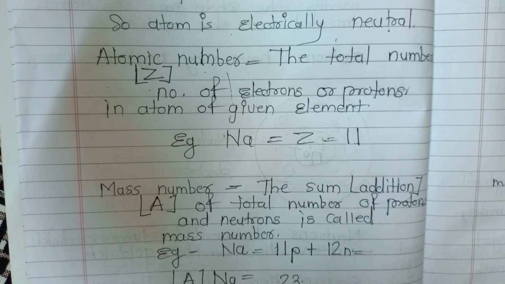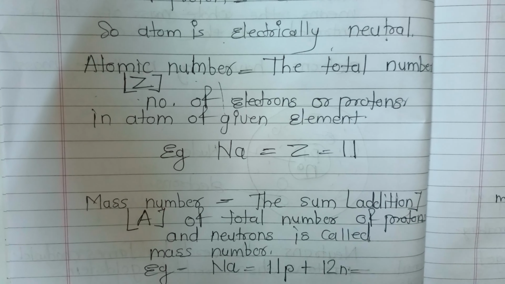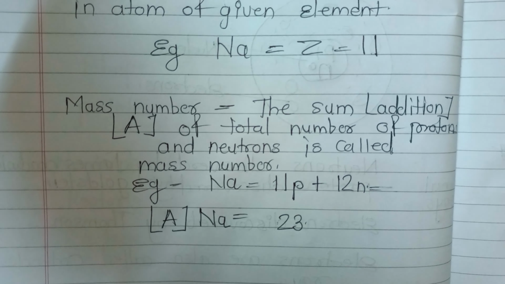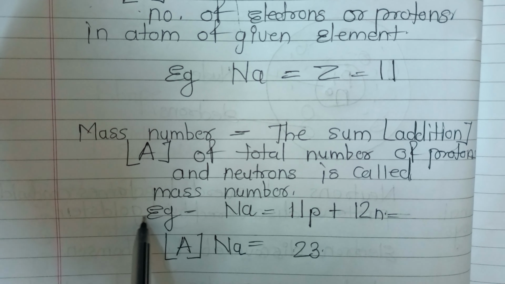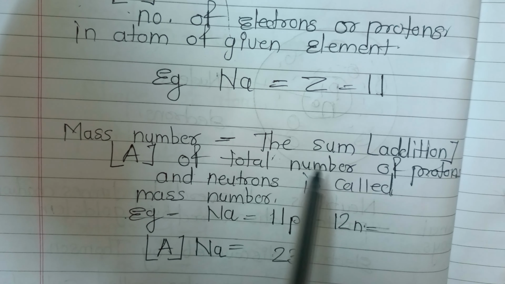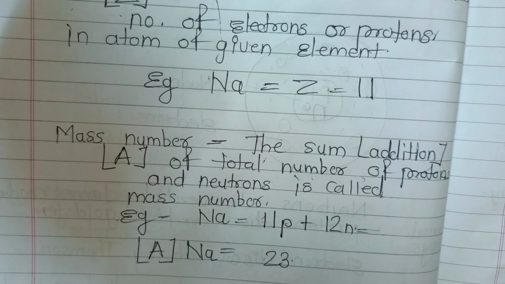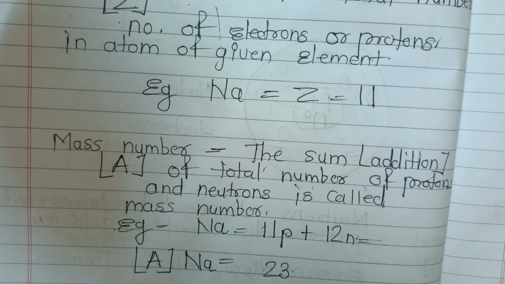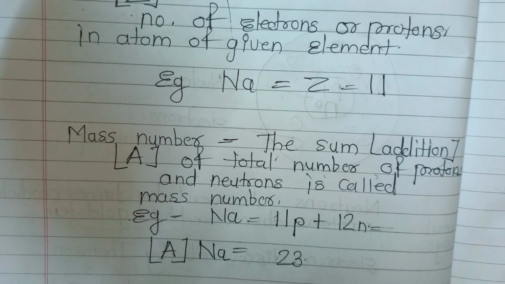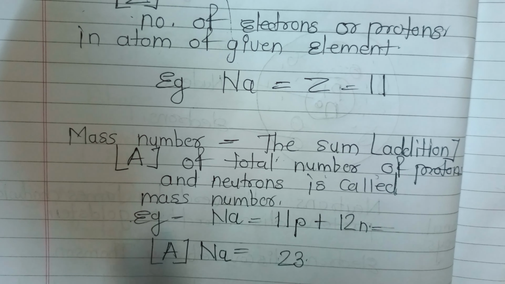What is meant by mass number? As I said, all the mass of any atom is accumulated at its nucleus. So what can be the definition of mass number? Can you guess? Mass number is denoted by letter A. The sum of the total number of protons and neutrons is called its mass number. Atomic mass you already know, I mentioned it in the last chapter. See, atomic number and mass number are different. Atomic number is either the number of protons or electrons in an atom of a given element.